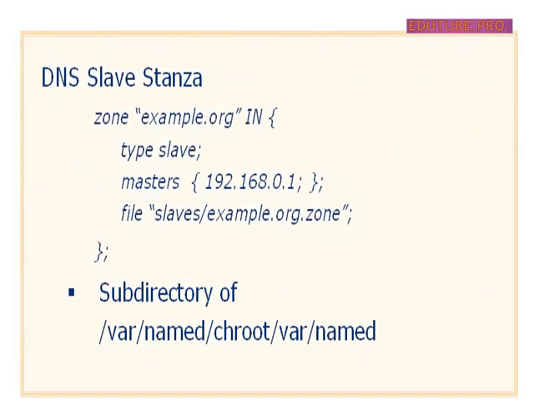The slave stanza for forward lookup would look something like this, which would serve if the local network was configured as the example.org domain, with the master DNS server configured on the 192.168.0.1 system. When so configured, the database would be located in the noted location, and that's a subdirectory of the var/name/chroot/var/name directory. This assumes, of course, you've installed the bind-chroot RPM package.